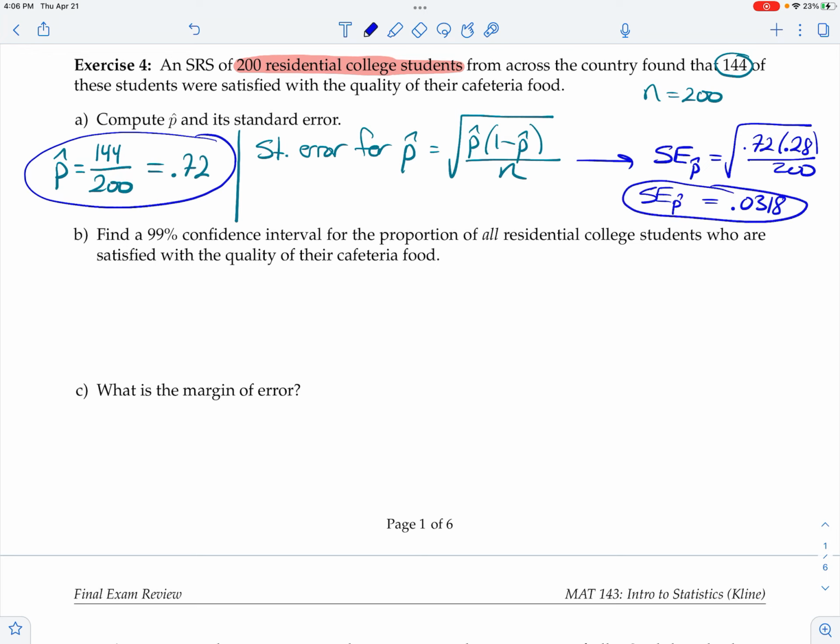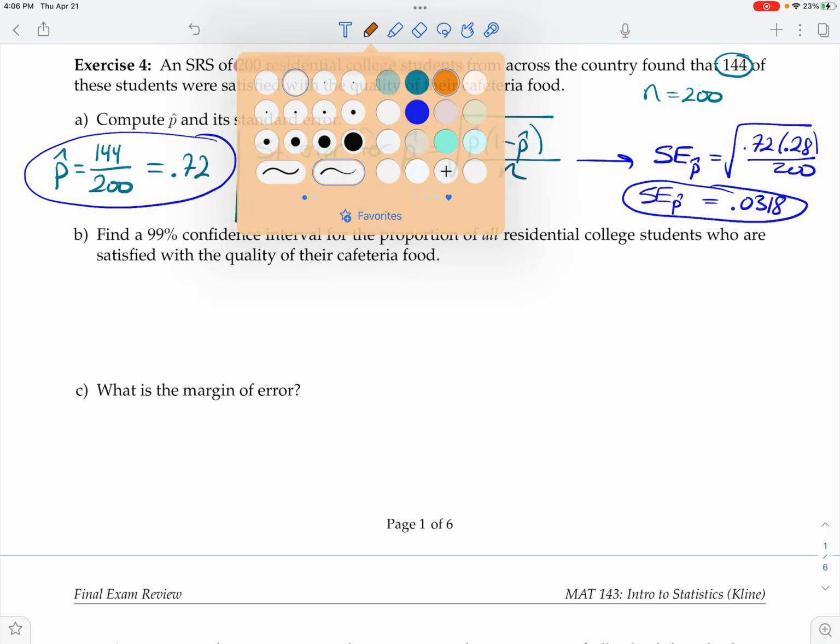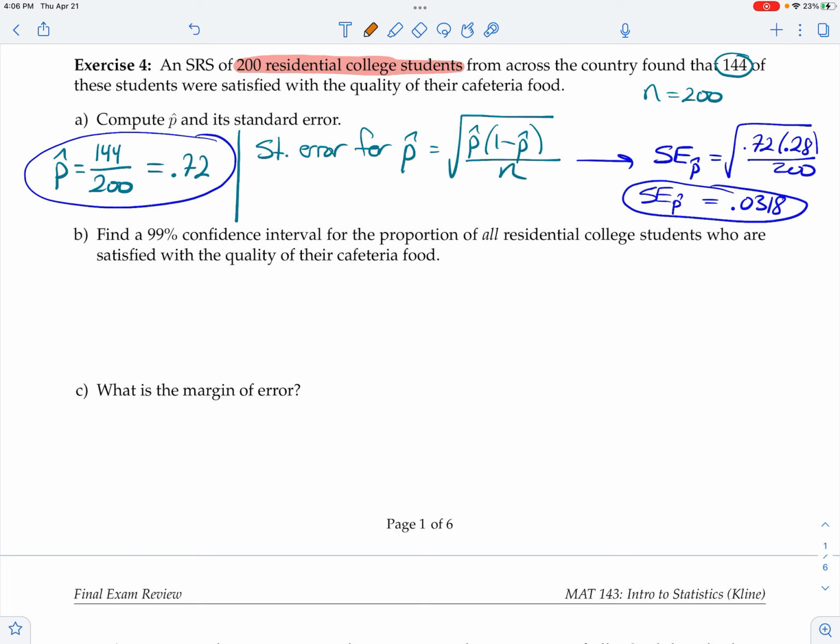Okay, so with that in mind, we're asked to find a 99% confidence interval for the proportion of all residential students who are satisfied with the quality of their caf food. We can just write it down. Let me remind you of the formula first of all. You take your p hat and you do plus or minus your critical value z star times the standard error. I'll just write it out: times the square root of p hat times 1 minus p hat over n.